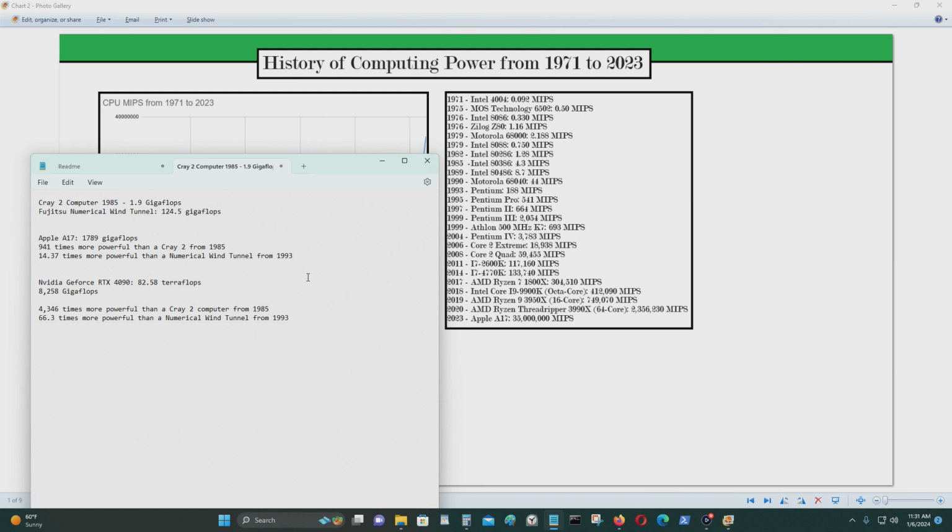And if we compare this to a GeForce RTX 4090, which is capable of 8,258 gigaflops, it is 4,346 times more powerful than a Cray 2 computer from 1985. It is 66.3 times more powerful than a Fujitsu Numerical Wind Tunnel supercomputer from 1993. So computers are getting more powerful, and they are definitely more capable.